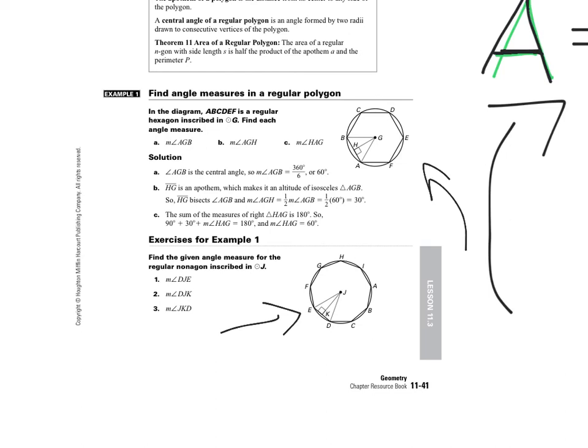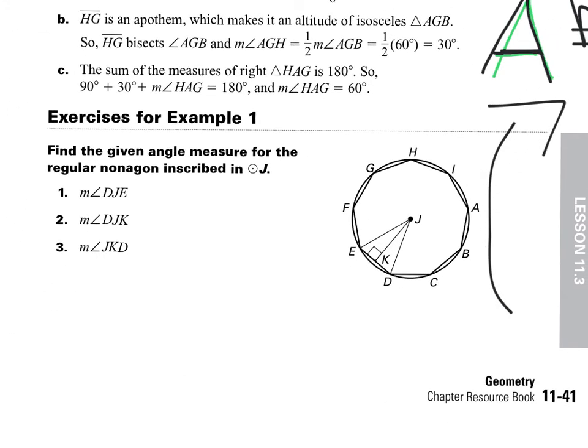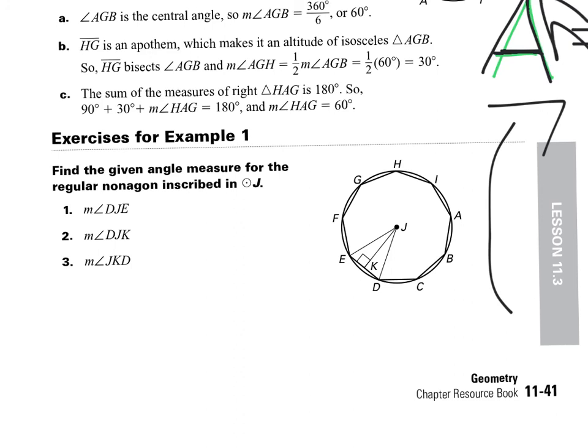Now, you also need to know how to find a central angle. How would I find the measure of this nonagon's central angle? Anybody know the formula to find the central angle? Jason? Good. Okay, so to find the measure of angle EJD, I'm going to do 360 divided by 9, and I get 40 degrees. So that is actually the measure of DJE, which is the first answer.